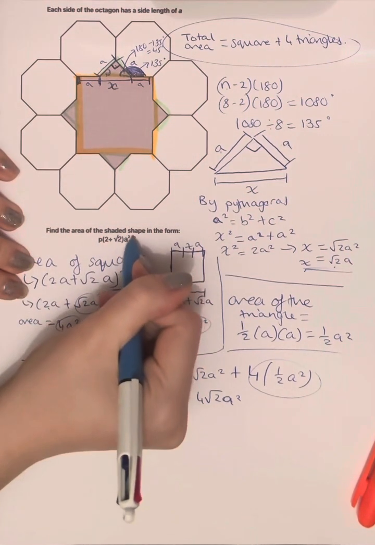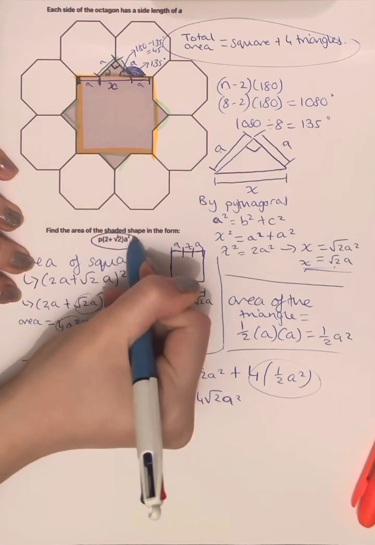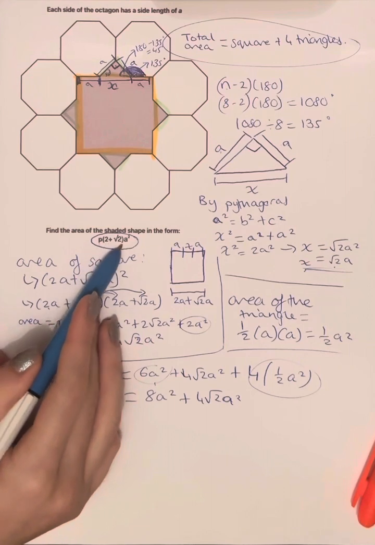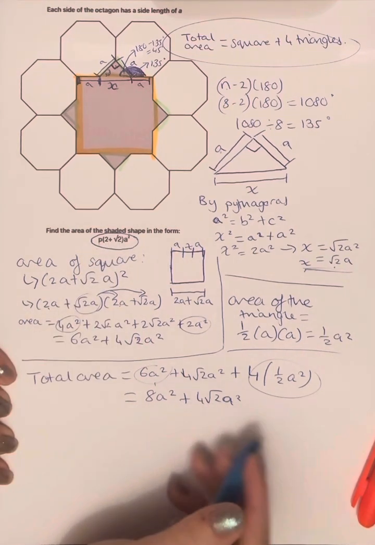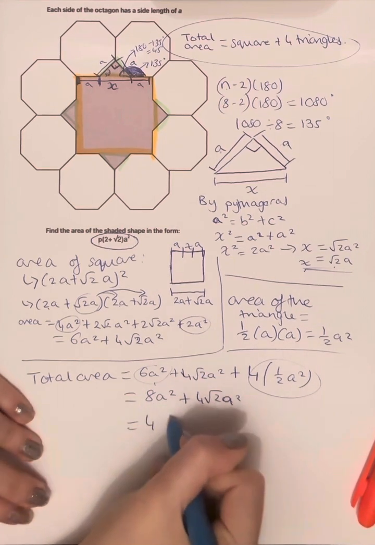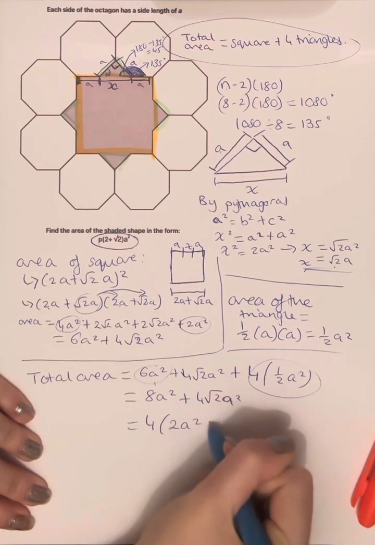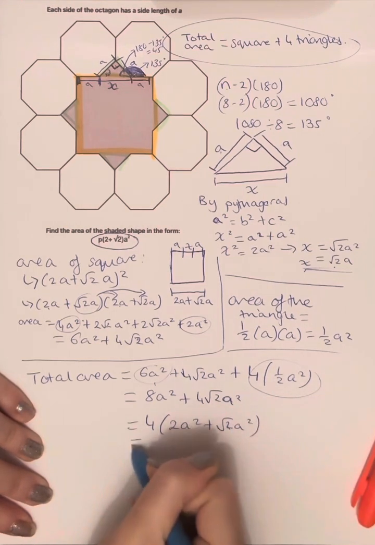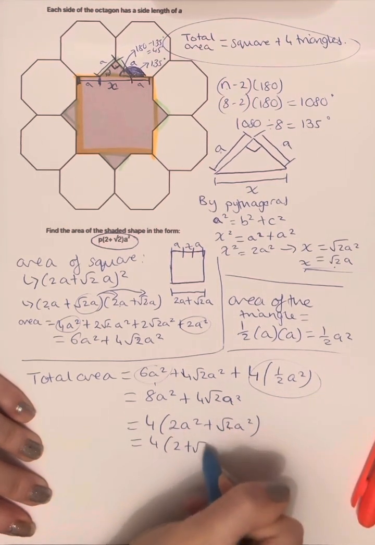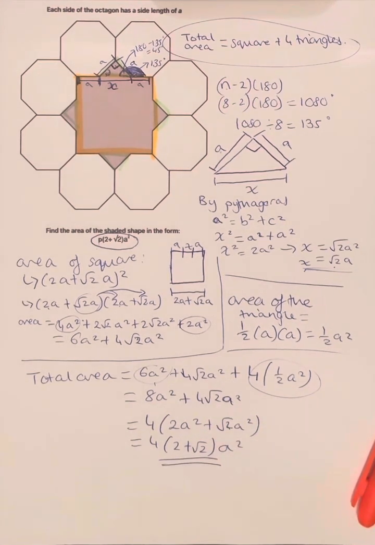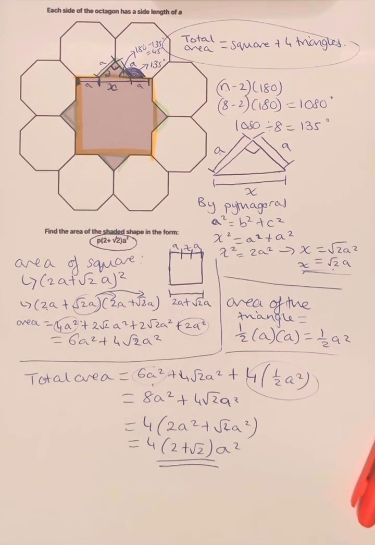However, we need to remember that the question actually requires us to put it in a particular form. As you can see, we've got our 2 plus root 2 inside the bracket, so we're going to have to factor this out. We factor out the 4 to get 2a squared plus root 2 a squared, and now we can get our 2 plus root 2 and then take out a squared, to get the form required, where p is 4.